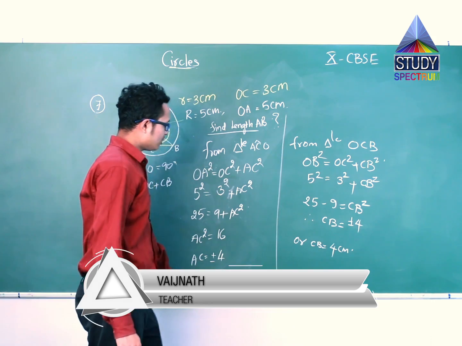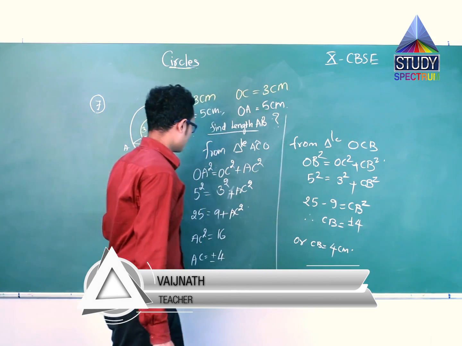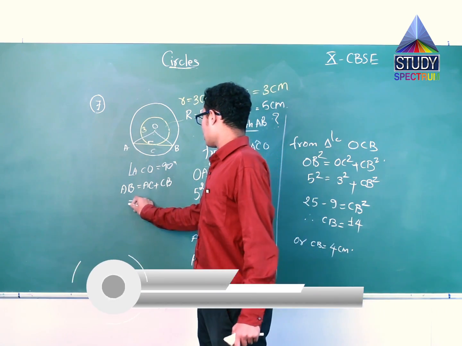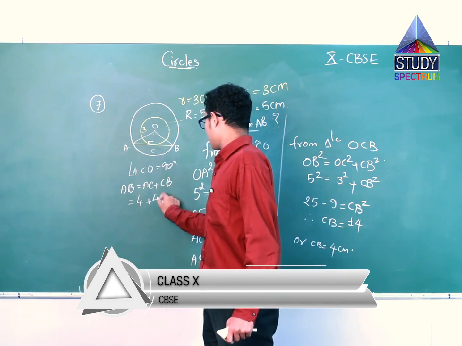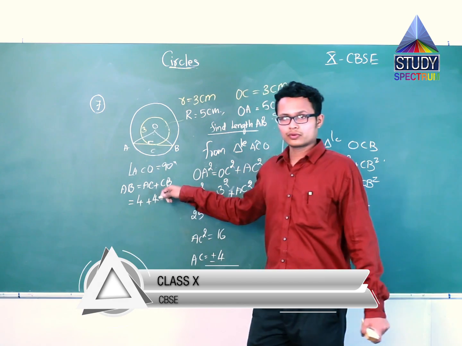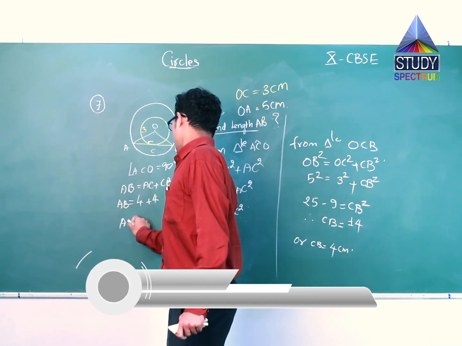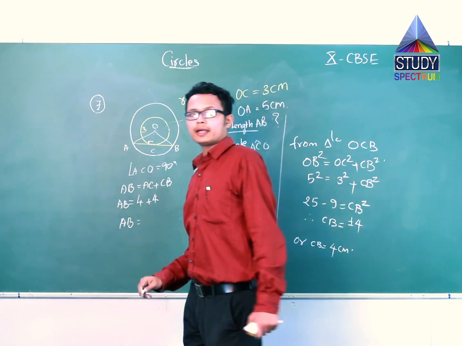So I substitute the values of AC and CB in this equation to get the length AB. AC is 4 and CB is also 4. Therefore, AB is equal to 8 centimeters.